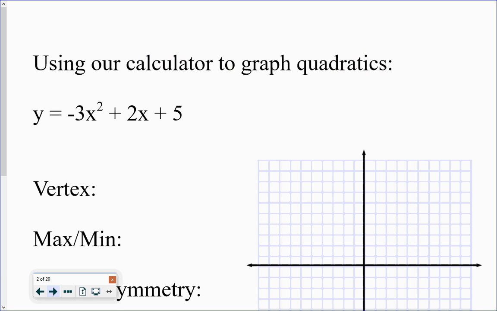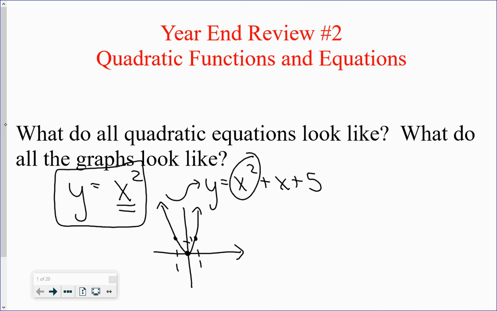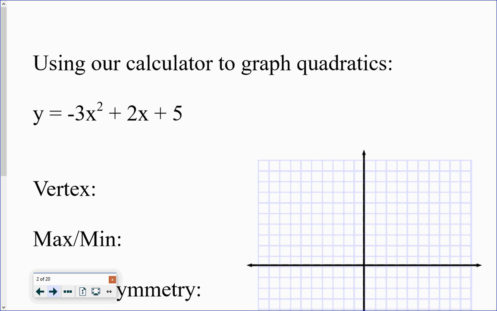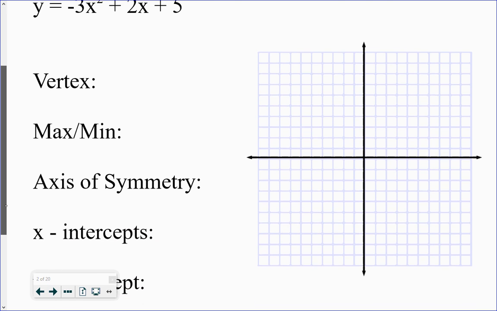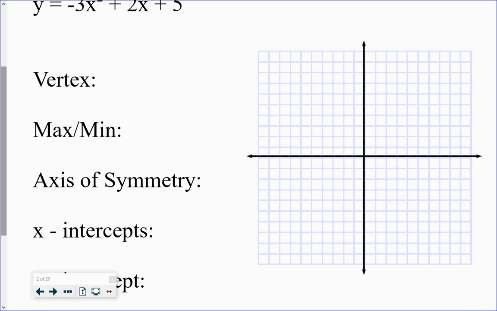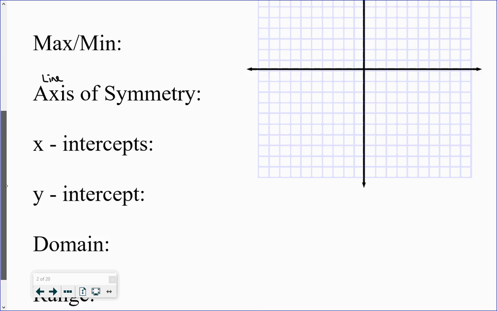Okay, so let me just go back here and make sure I did everything on that slide. Yeah, I did. Okay, so the first thing we did with quadratics is we used our calculators to find values on that curve. So there was a whole bunch of words I hit you with in this unit. So we had the vertex, we had the maximum and minimum value, we had the axis of symmetry, that's also sometimes called the line of symmetry. We had x-intercepts, y-intercepts, domain, and range.